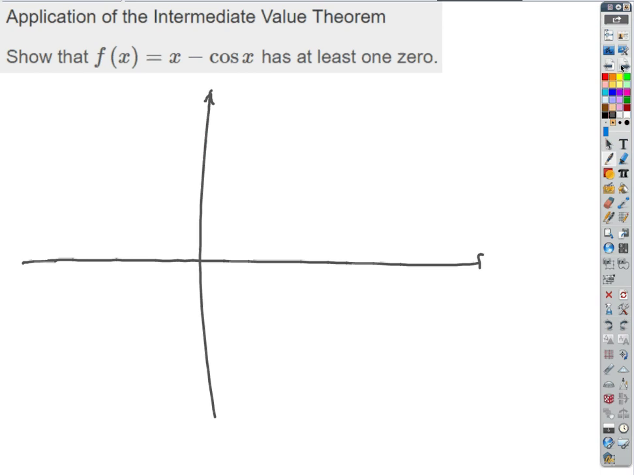Because the values of cosine are going to swing between what? 1 and negative 1, right? So we can guarantee there's one value we can pick. We can pick, for example, f of 2, which is 2 minus cosine 2. Well, I don't know what that is exactly, but I know that it's positive. It's 2 minus something whose maximum value is 1. Okay? Find one that's negative.